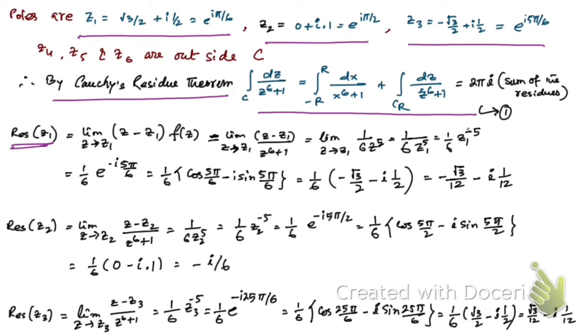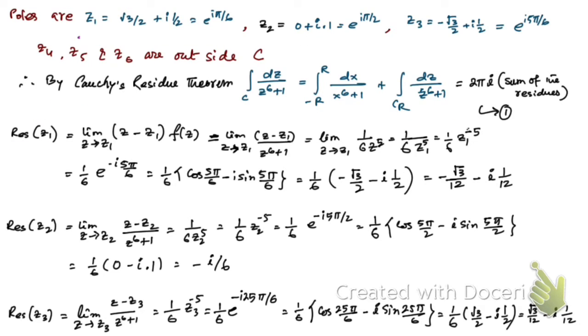Residue at Z1, that means Z is equal to Z1, which is equal to this. This is the Z1, right? Either you can write this one or you can write this one, both are Z1. Okay, so now you see, let me clean it. Now how to find the residue? In order to find the residue, we used to follow this formula.